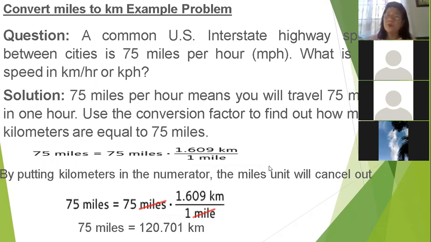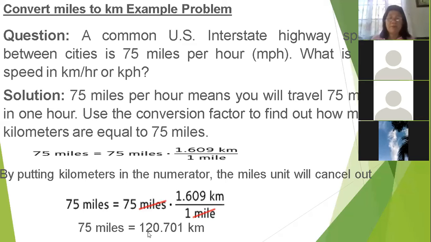Let us look for the conversion factor, wherein 1 mile is equivalent to 1.609 kilometers. I repeat, 1 mile is equivalent to 1.609 kilometers. So your given here is 75 miles. Place the 75 miles here, then 75 miles per hour.